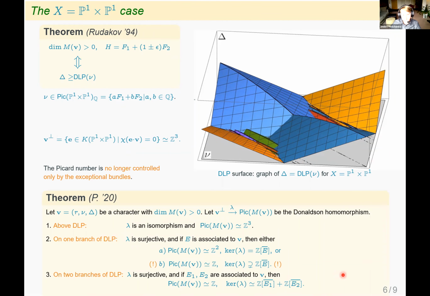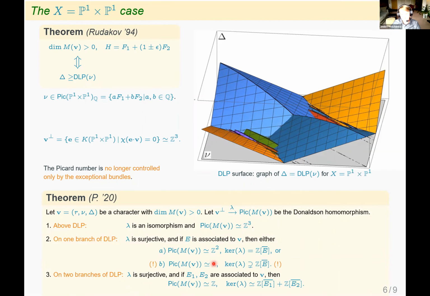So in the first case, when we're above DLP, we can show that again, the Donaldson homomorphism is an isomorphism, and therefore we just calculate the rank of V perp. It is Z3 now because the K group for the quadric is Z4 and it's a hyperplane. And therefore, in this case, the Picard group is Z3. Then in the case you're on two branches, so maybe think of a character somewhere here.